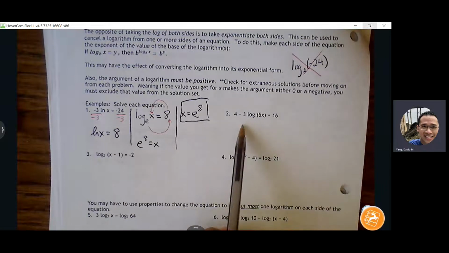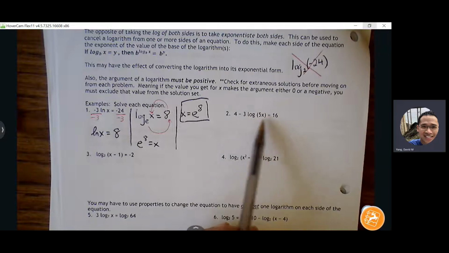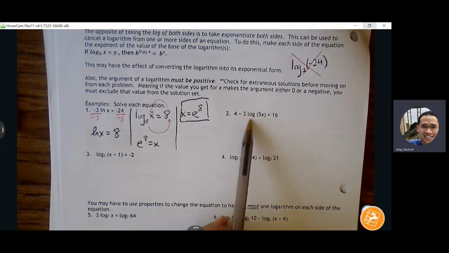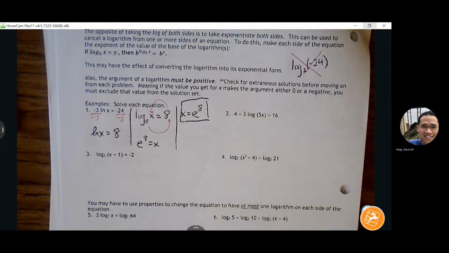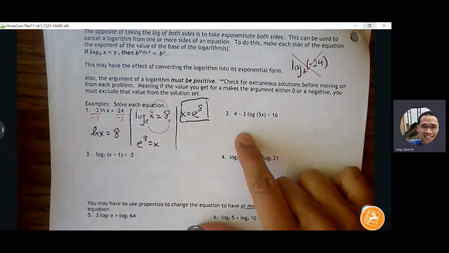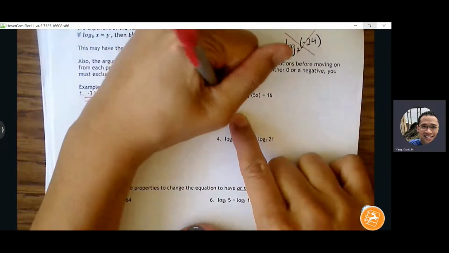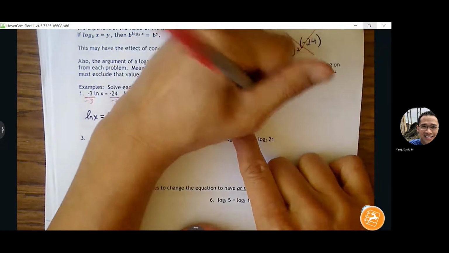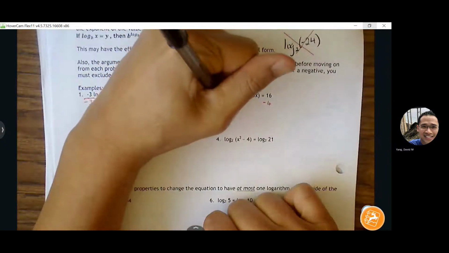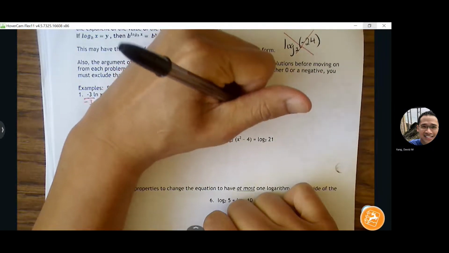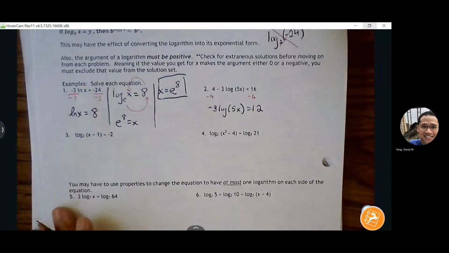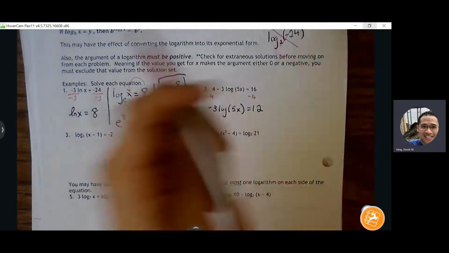All right, same idea with this. We're just going to try and find a way to get the 16, the 3, and the 4 to be together, and then we can work with this log once we get this by itself. Okay, so what can we do first? Yeah, let's deal with the 4. Okay, next. Yeah.